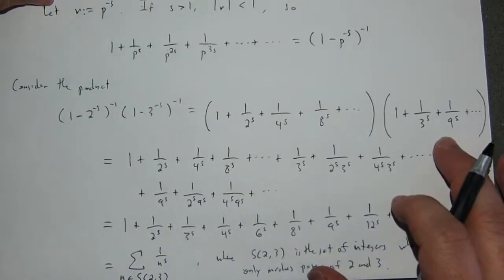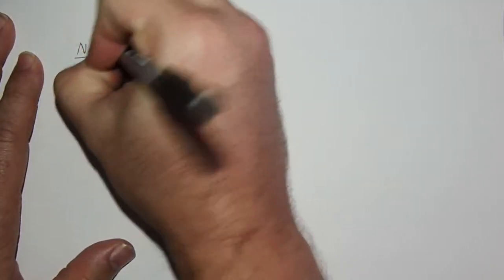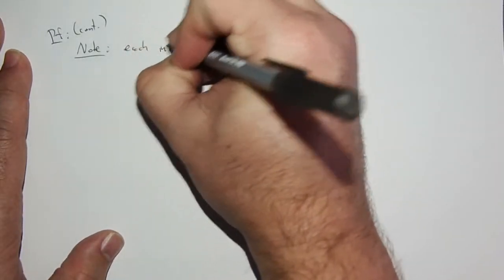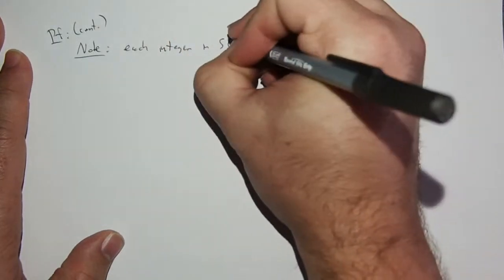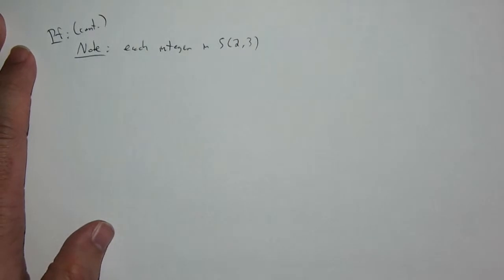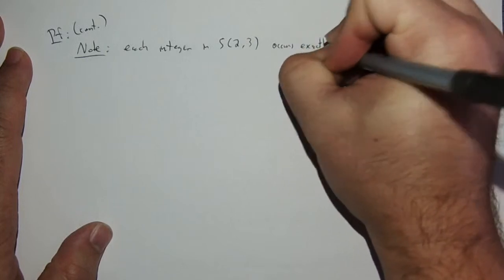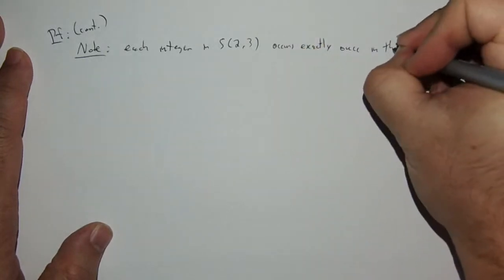So why does something like that not happen? This is by uniqueness of the prime factorization. Uniqueness is what tells you this only happens once. So note, this is a big note here. My proof is being continued from the previous page. So note each integer in S of 2, 3 occurs exactly once in the sum.